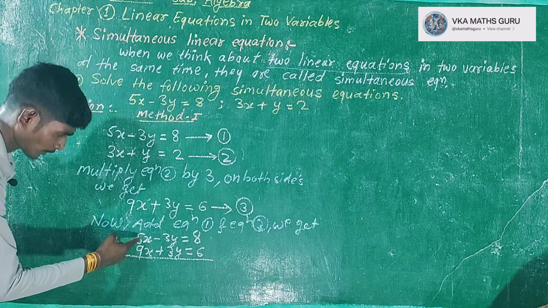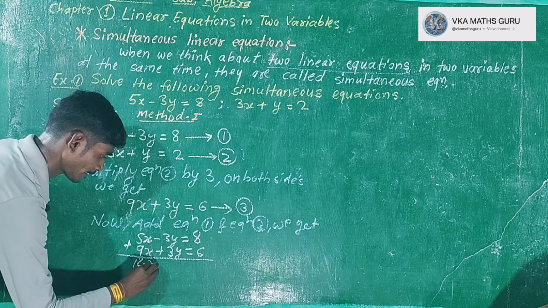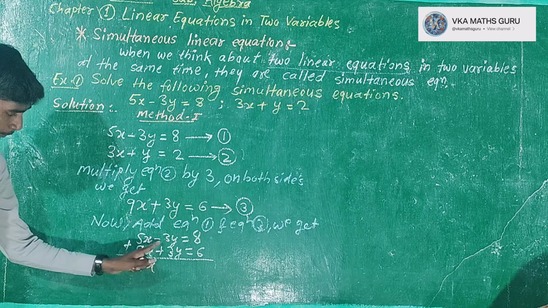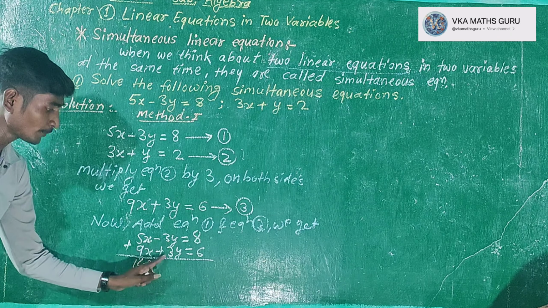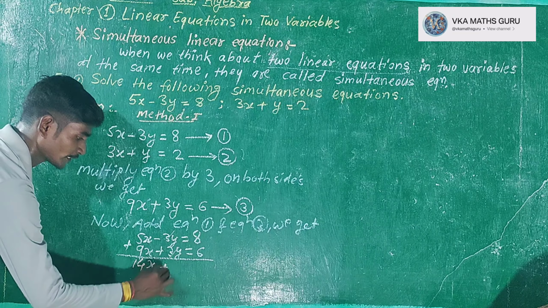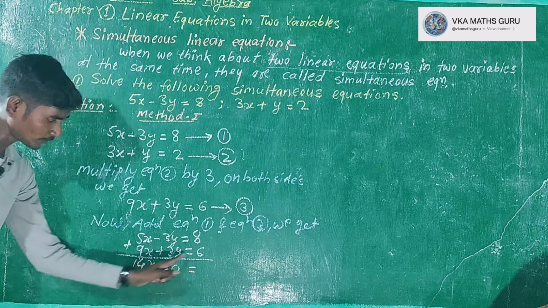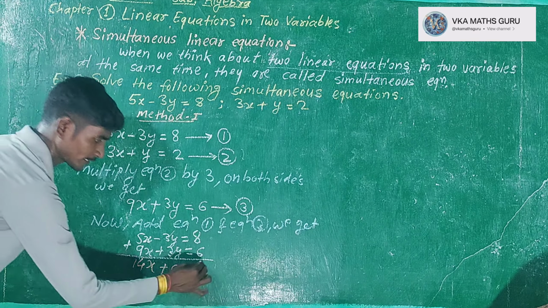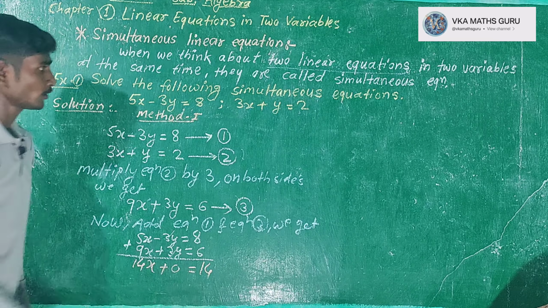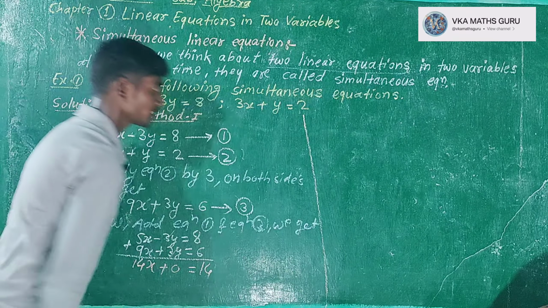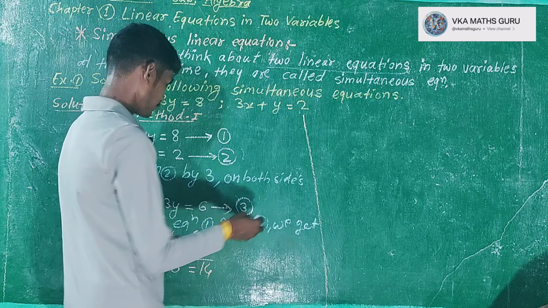See, 5x plus 9x is 14x. But minus 3y plus 3y get cancelled. That means we get plus 0. Now on the equal to side, 8 plus 6 is 14. So 14x plus 0 equal to 14. See here, we got 14x equal to 14.